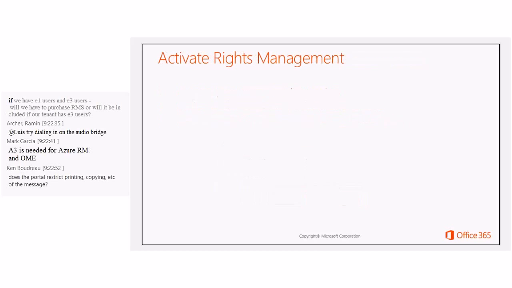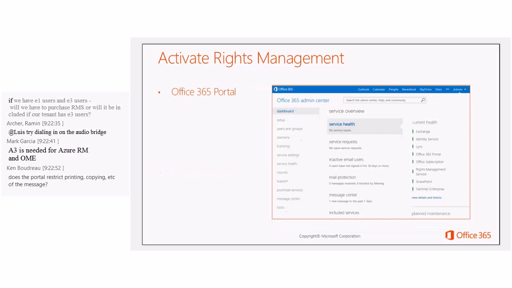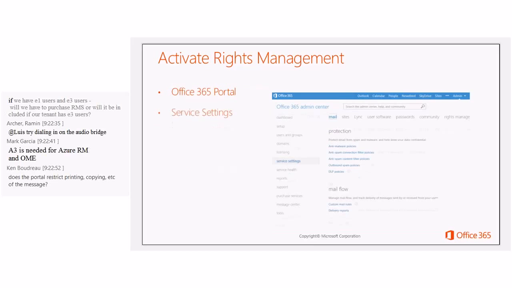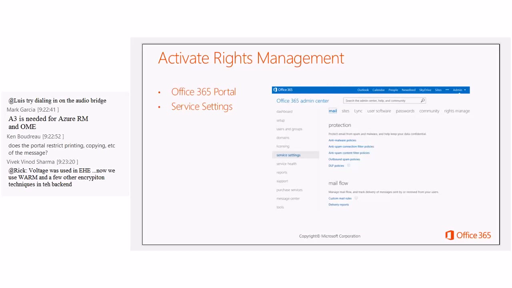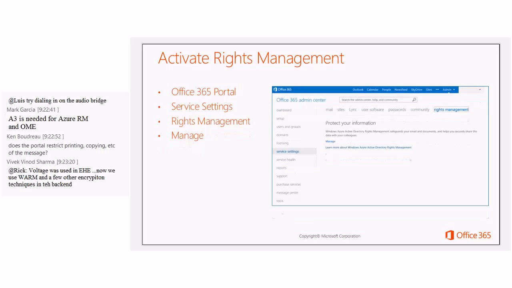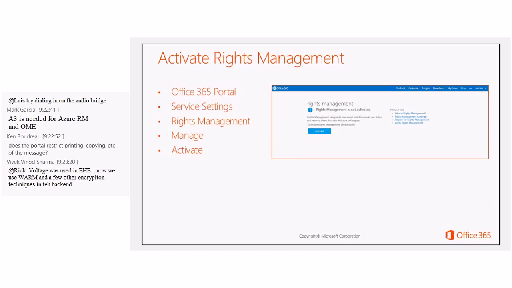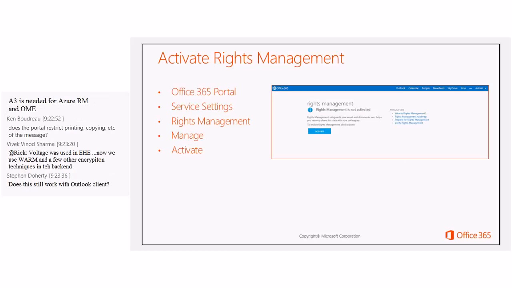So we're going to take these steps apart one by one. Let's take the first part, activating rights management. This is real simple. All you have to do is go to the Office 365 portal, and then go down to Service Settings. If you see on the top there, Rights Management over on the far right, you'll notice there's an option underneath it that says Manage. When you click that, you'll see an option to actually activate rights management. Okay? So that's all you have to do, just click Activate.